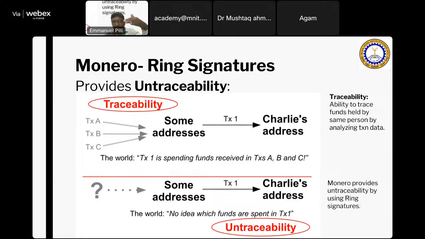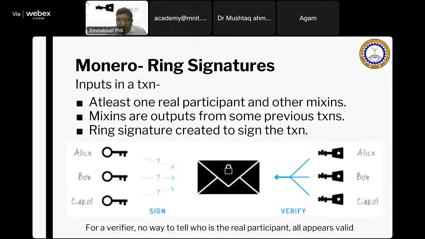But here the addresses are different. The one single user has multiple addresses. Every transaction is coming to one of those addresses. So we are not able to link all these transactions which are coming from 5 sources or 3 sources to the same address. They are not linked. The 3 different transactions are sending money to Charlie as 3 different transactions. So the entire transaction process is untraceable, right? That is what it gives, and it uses what is called ring signatures.